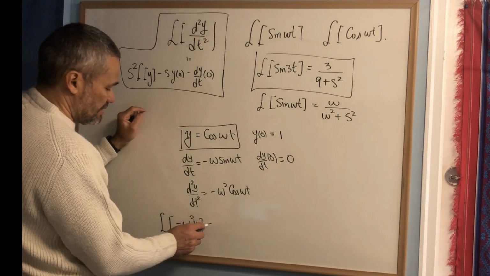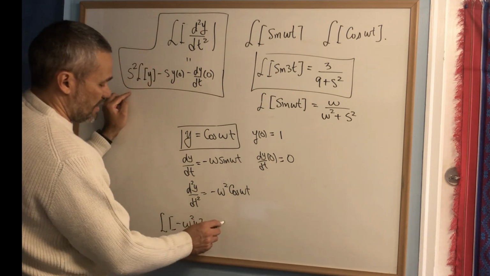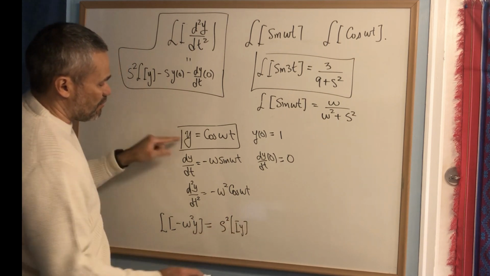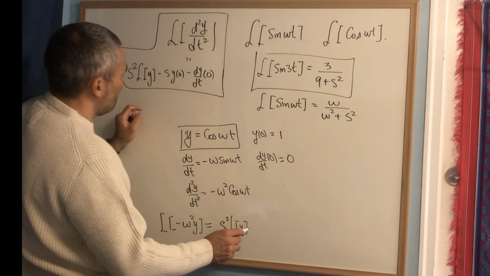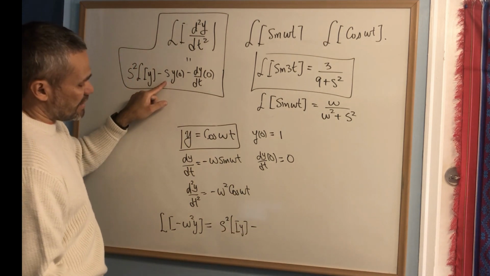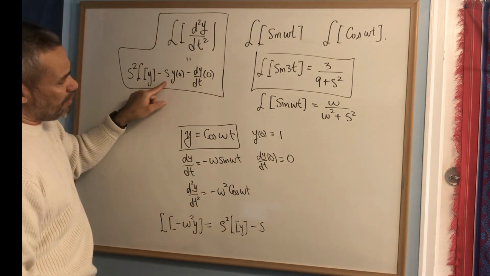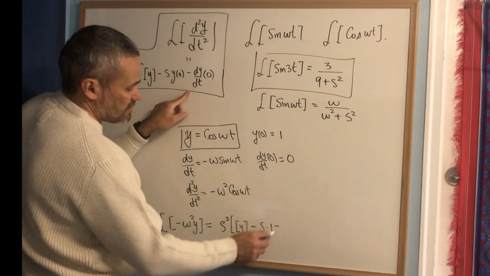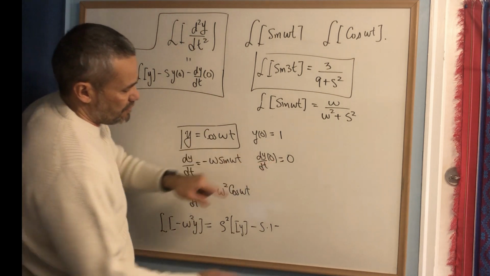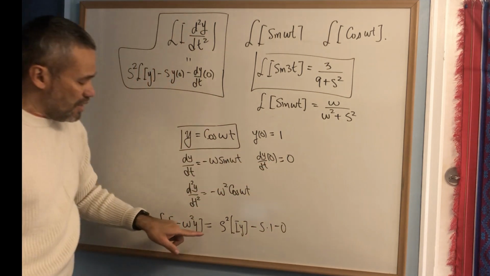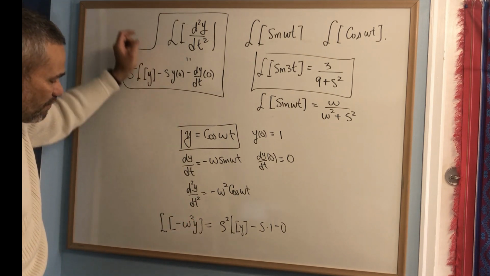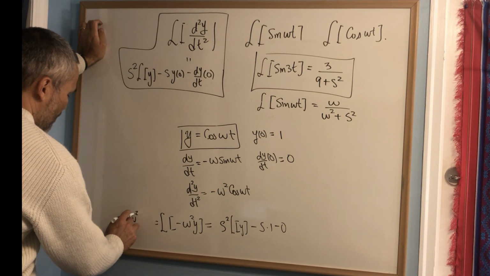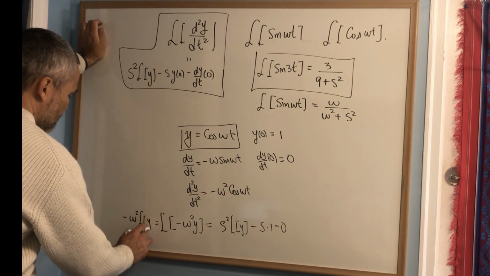And then this is equal to s squared Laplace transform of y. Remember that this time y is cosine of omega t, minus s times y of 0. But now y of 0 is 1, minus the derivative of y at 0, which is 0. How can we solve for the Laplace transform of y? Notice that by linearity, this is just negative omega squared Laplace transform of y.